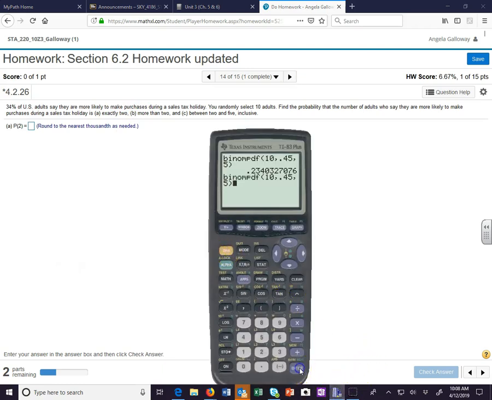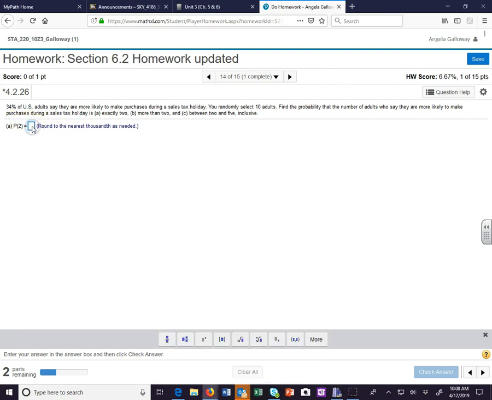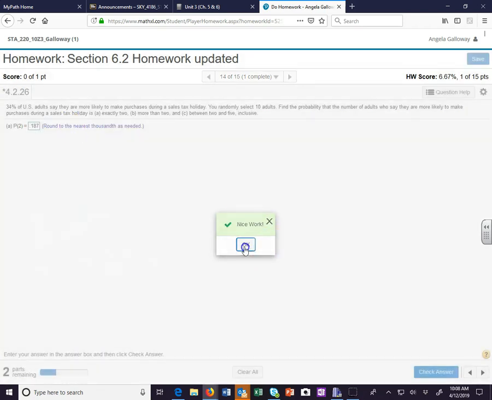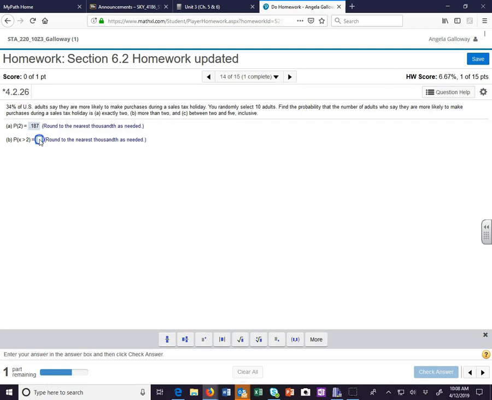So we could do binomial PDF, right? We have 10 trials again. Our probability of success here is 0.34 because we're thinking about how likely it is for them to make a purchase, and it says the chance of that is 34%. Then we want the probability that exactly 2 of those 10 would do that. So we get 0.1873. For this one, for whatever reason, they just wanted 3 decimal places, so make sure you're checking on that. Now it says greater than 2.